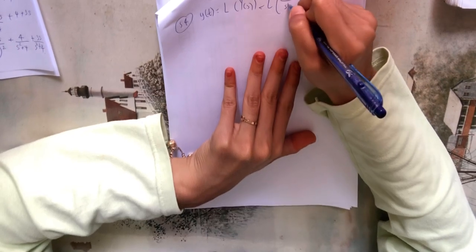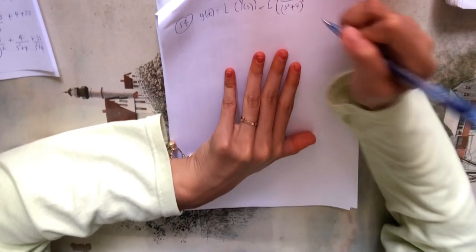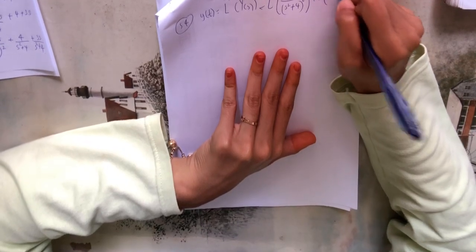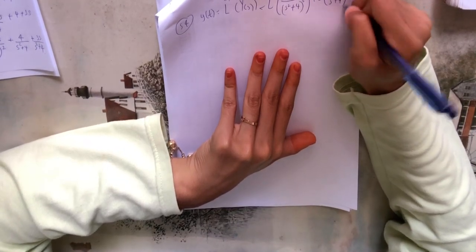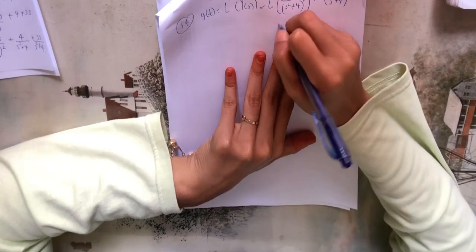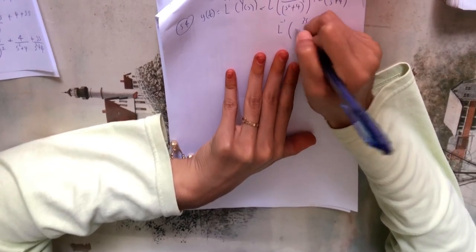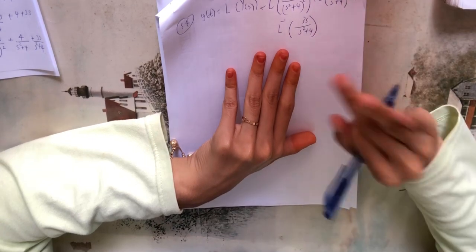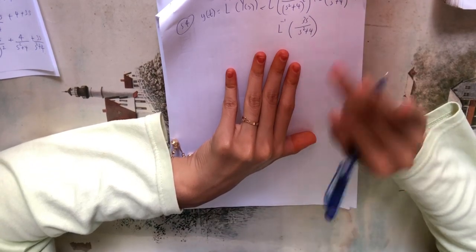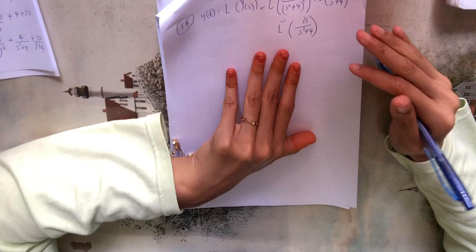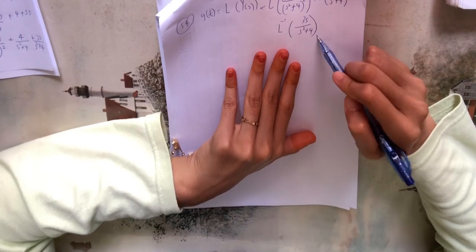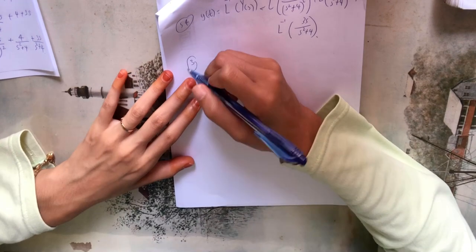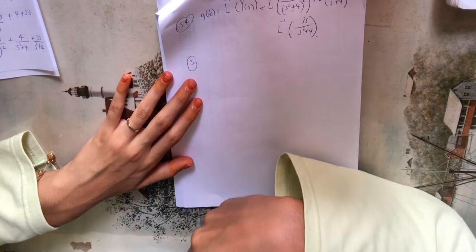24s over (s squared plus 4) squared, plus the inverse of 4 over s squared plus 4, plus the inverse of 3s over s squared plus 4. So there are three terms, or three things that you need to find the inverse of: the first one, second one, and the third one. We do the third one first, then the second, and the last one, the first one.